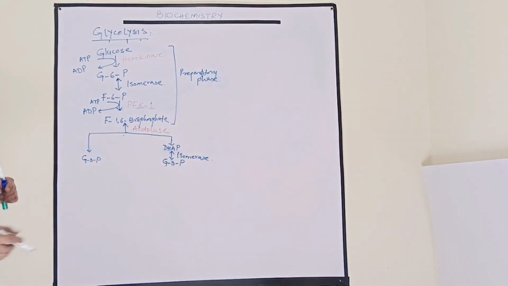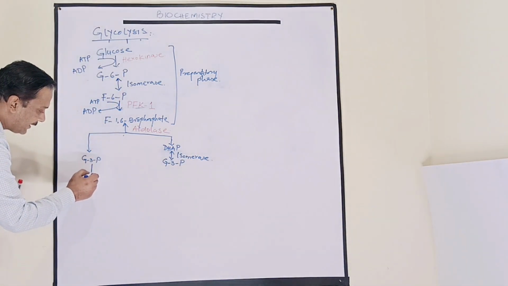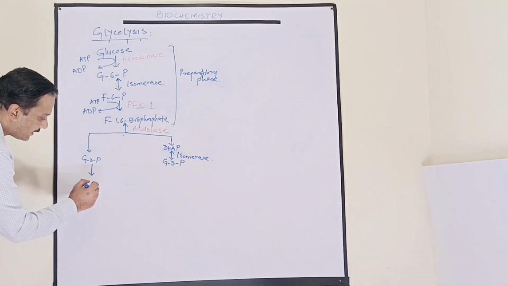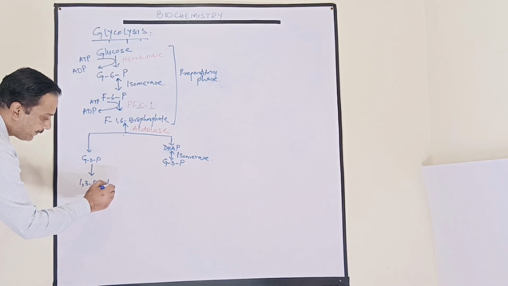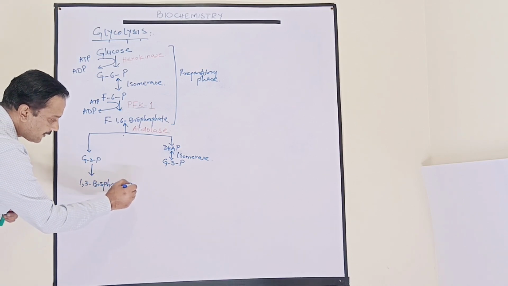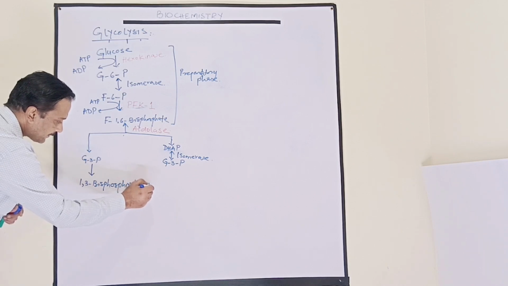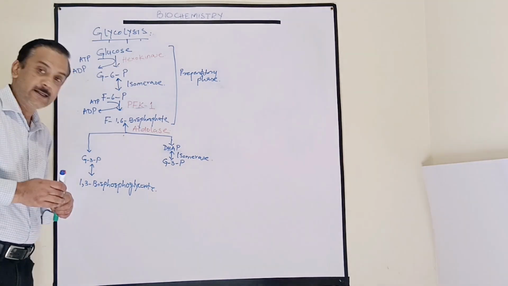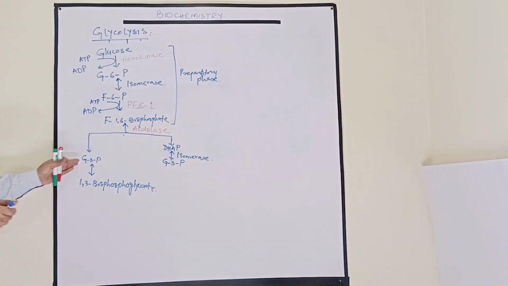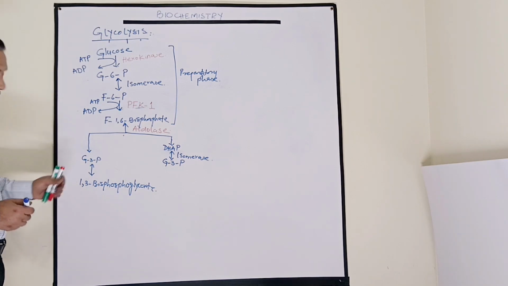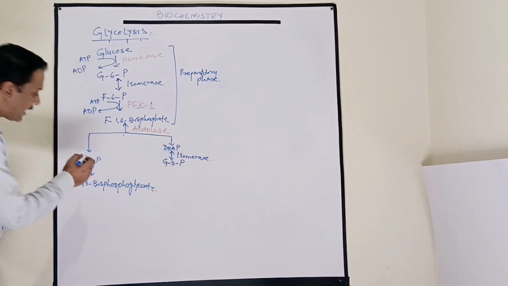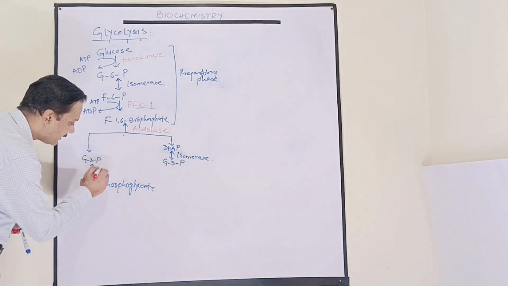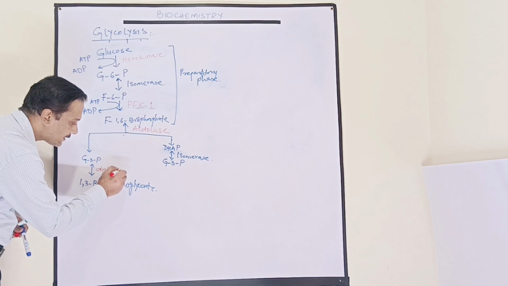Now this glyceraldehyde 3 phosphate is then converted into 1,3 bisphosphoglycerate. This is a reversible reaction, and the enzyme responsible here is dehydrogenase.